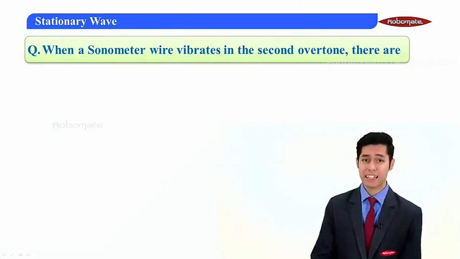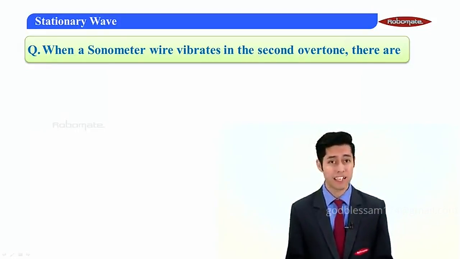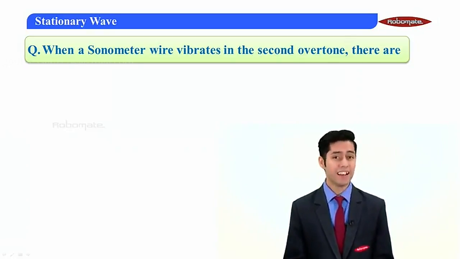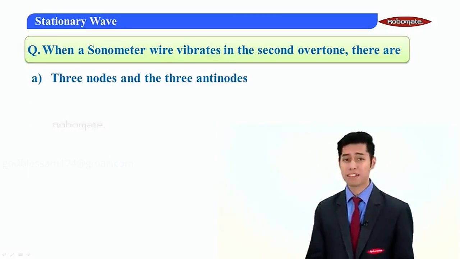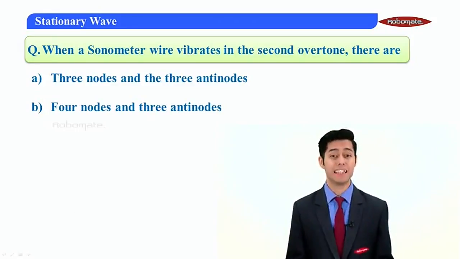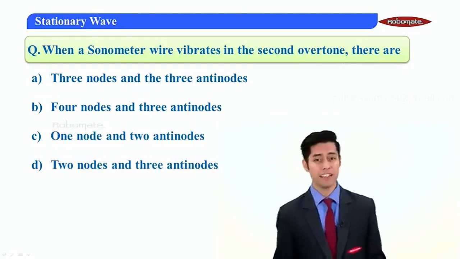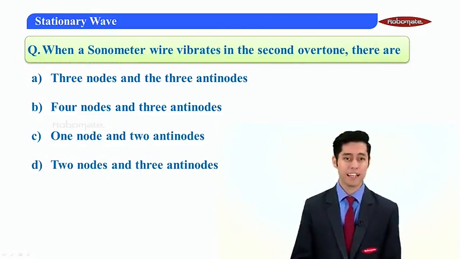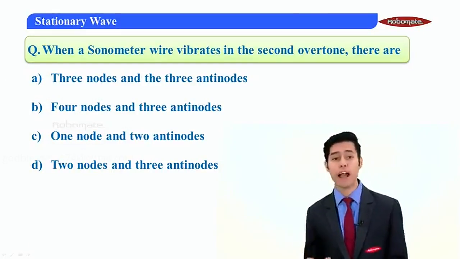This problem states that there is a sonometer wire which is vibrating in the second overtone. Then, if the wire is vibrating in the second overtone, option A, presence of 3 nodes and 3 antinodes. Option B, 4 nodes and 3 antinodes. Option C, 1 node and 2 antinodes. Option D, 2 nodes and 3 antinodes. So students, this is the question in front of us, that if there is a certain overtone, then what is correct in terms of nodes and antinodes?